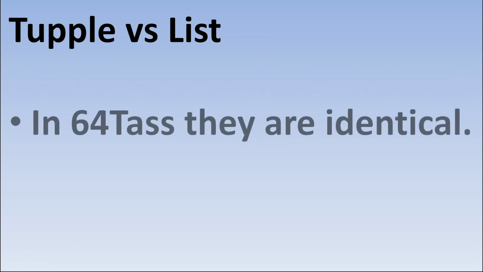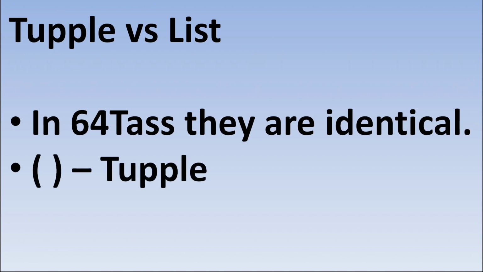But just a brief point about list versus tuple. In some languages, there is a difference. A tuple should only have 3 things in it. Some languages use tuples as immutable, i.e. can't be changed once constructed, and list as mutable, i.e. can be changed once constructed. 64 tasks makes 0 distinction between the two. The only difference is which brackets you use.